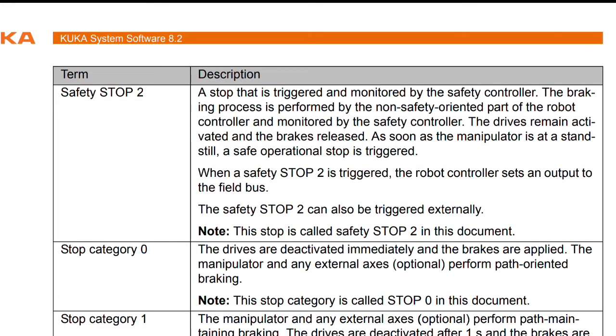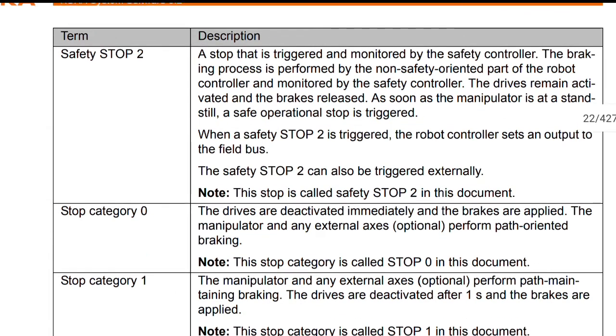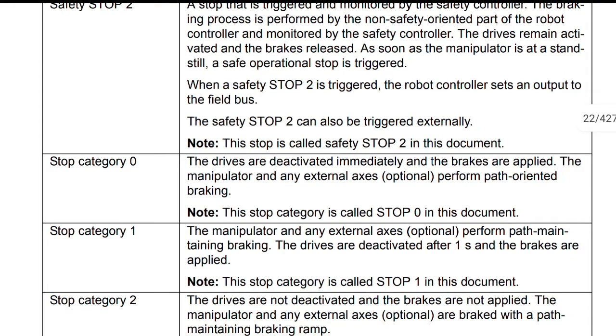Safety stop 2, a stop that is triggered and monitored by the safety controller. The braking process is performed by the non-safety oriented part of the robot controller and monitored by the safety controller. The drives remain activated and the brakes released. As soon as the manipulator is at a standstill, a safe operational stop is triggered. When a safety stop 2 is triggered, the robot controller sets an output to the field bus. The safety stop 2 can also be triggered externally. This stop is called safety stop 2 in this document.